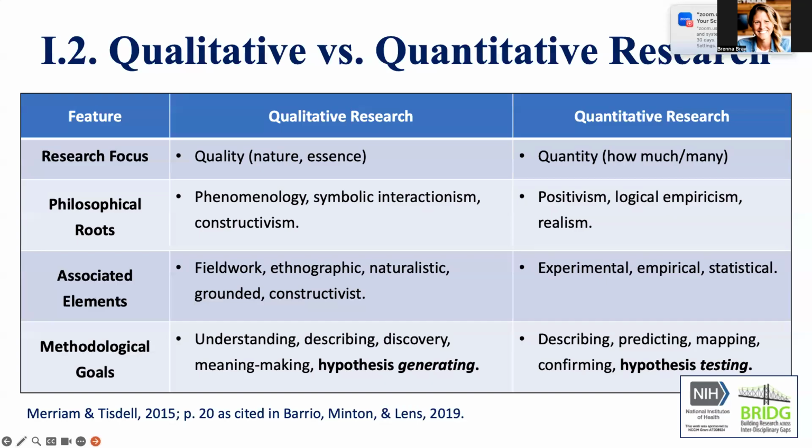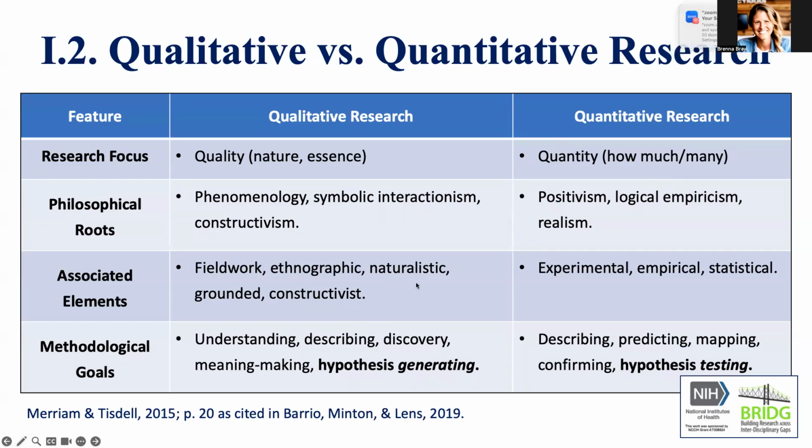So a few other differences between quantitative and qualitative research. When we talk about our research focus, quantitative research tends to focus more on quantity, so how much, how many, whereas qualitative research tends to focus on quality. So what's the nature or the essence of something? When we talk about philosophical roots, quantitative research tends to be rooted in positivism, logical empiricism, and realism, whereas qualitative research tends to be rooted more in phenomenology, symbolic interactionism, and constructivism.